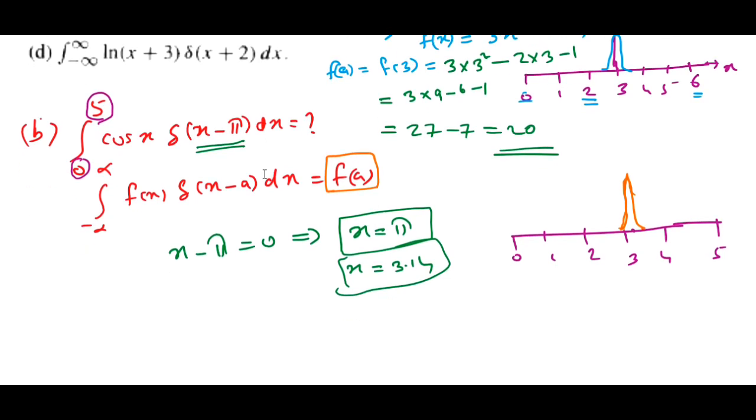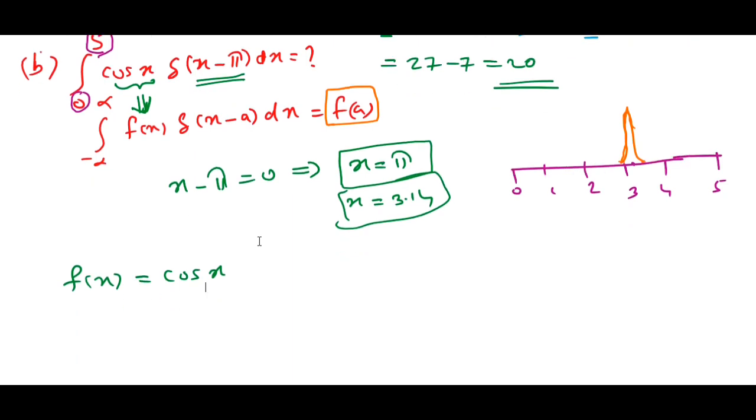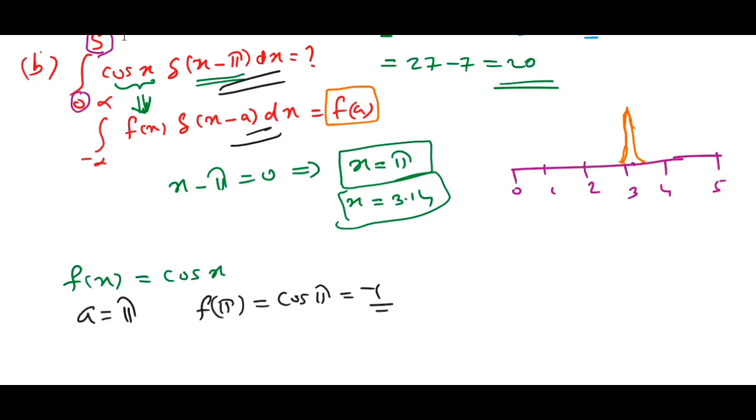Fine. Now next what you can do, you can simply evaluate f of a in the function f of x. Here, this is your f of x, that is cos x. Then f of a: here a is nothing but our pi. If you compare these two equations, a is nothing but pi. Then f of pi is equal to cos pi, which is minus 1. Then the answer is f of a. What we have obtained here? F of a obtained here is minus 1.